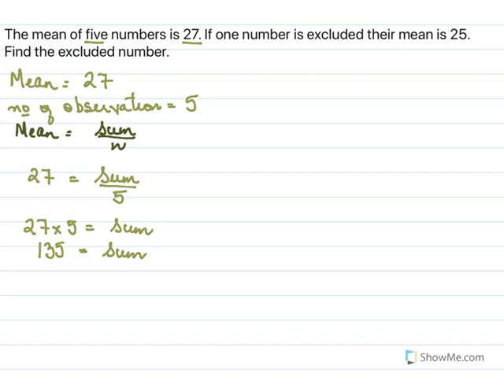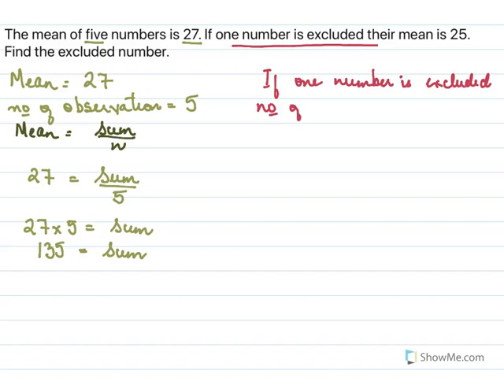And the next part, they say if one number is excluded. Now if one number is excluded, which means the number of observations are now going to be 4. One number is removed, equal to 4, and the sum will be the old sum, that is 135, minus x, where x is the excluded number. And the new mean now becomes 25.